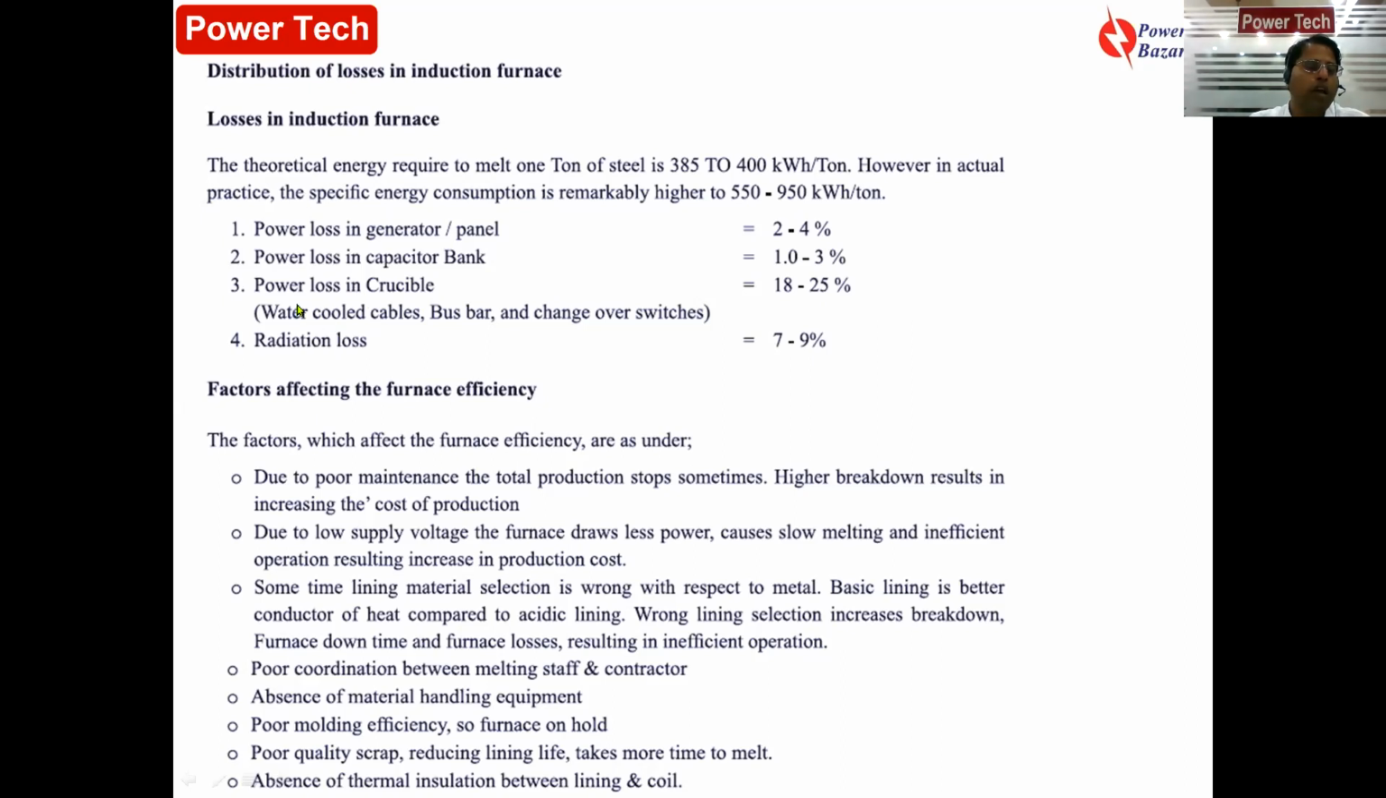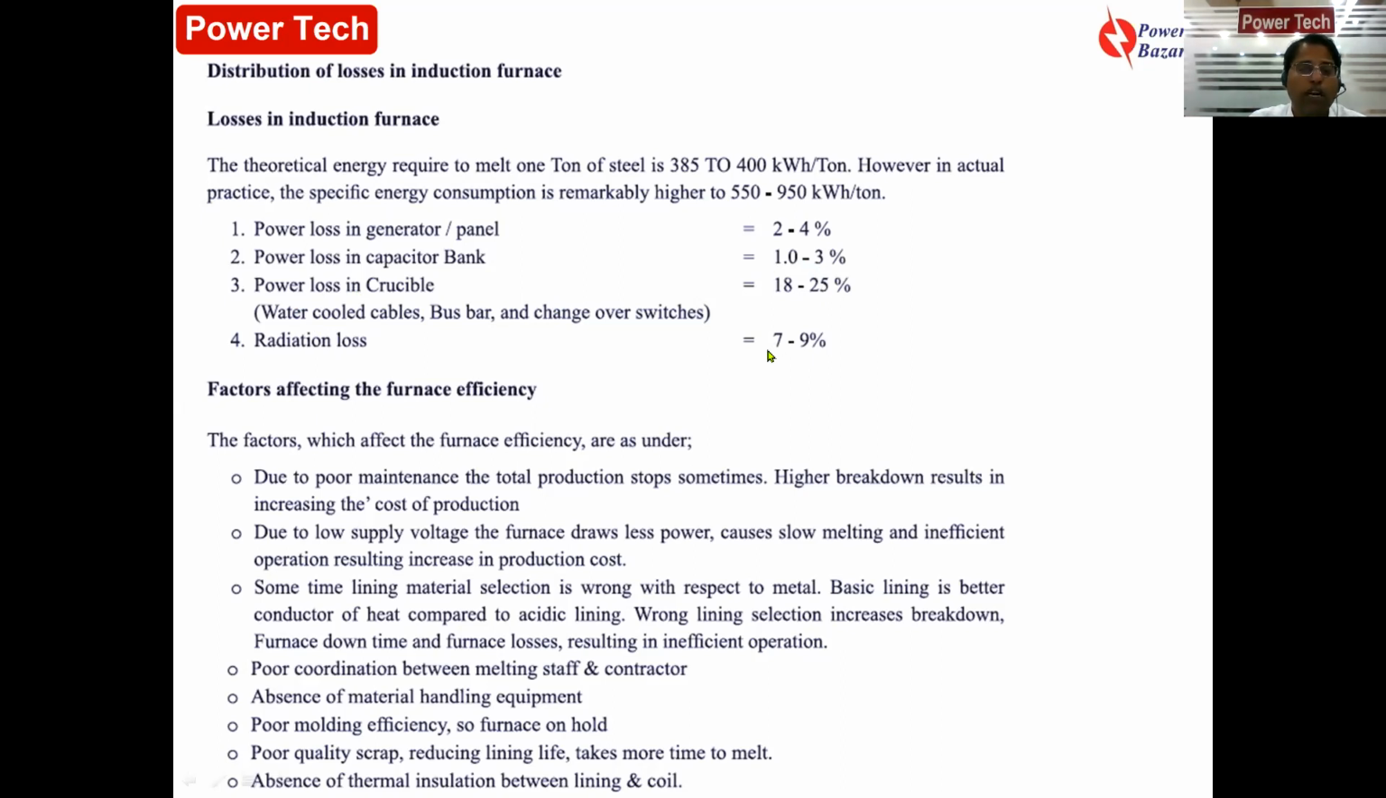You employ some water cooled cables or pipes, and there is some water cooled bus bar also, because the current rating is very high, and there is a changeover switch. Sometimes you charge in delta, sometimes you charge in star. So based on induction heating, you have to change the switch. Because of this there is a loss of around 18 to 25%, which is a huge loss.